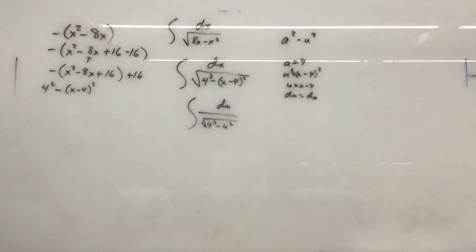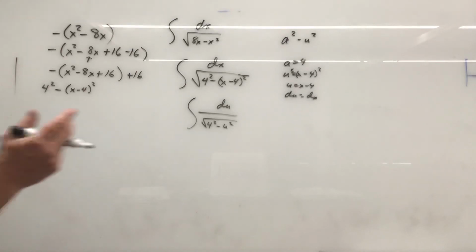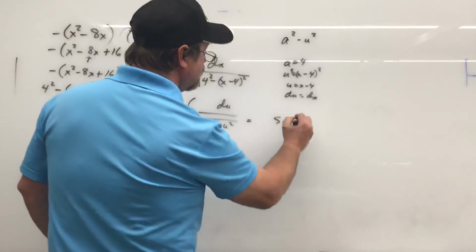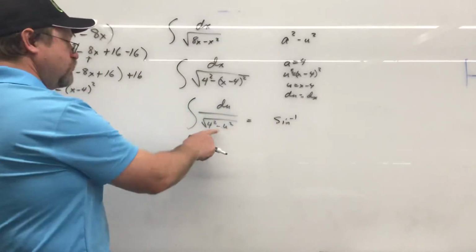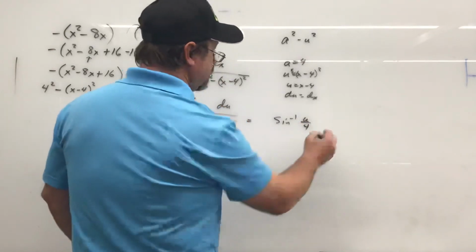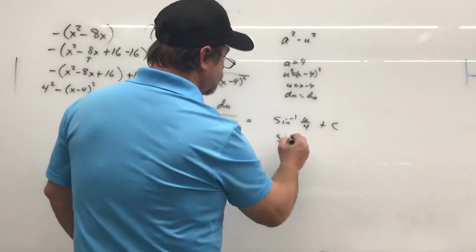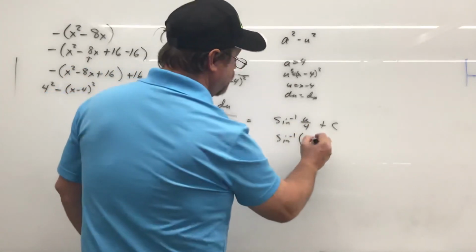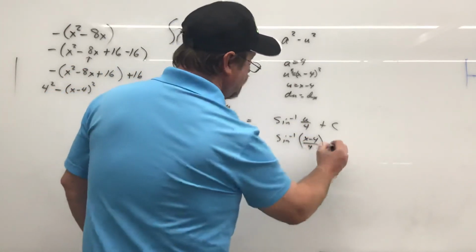And when I have that form right there, the formula that I took the picture of earlier on says that's an inverse sine. It's inverse sine of u over whatever the a is. In this case, it's 4. And inverse sine of u, where u is x minus 4, over 4. And so I end up there.